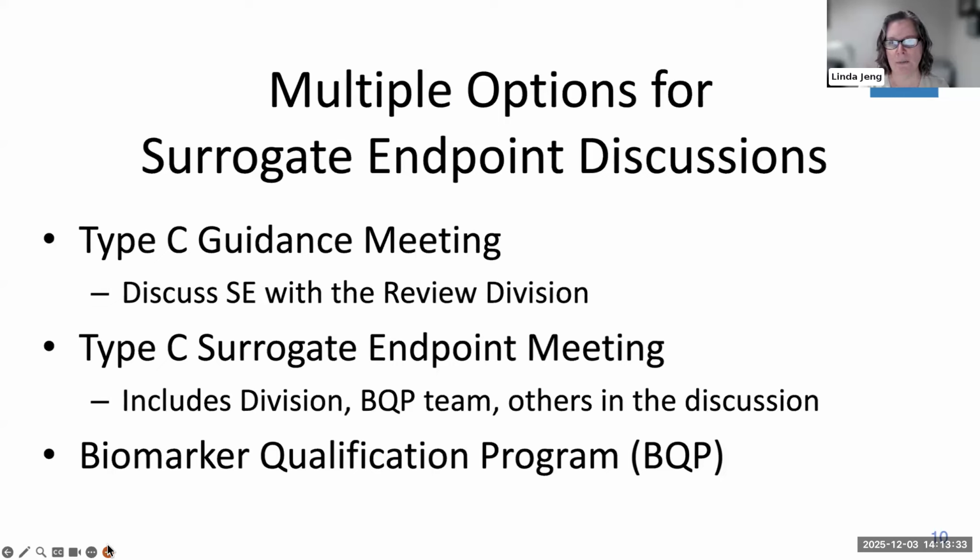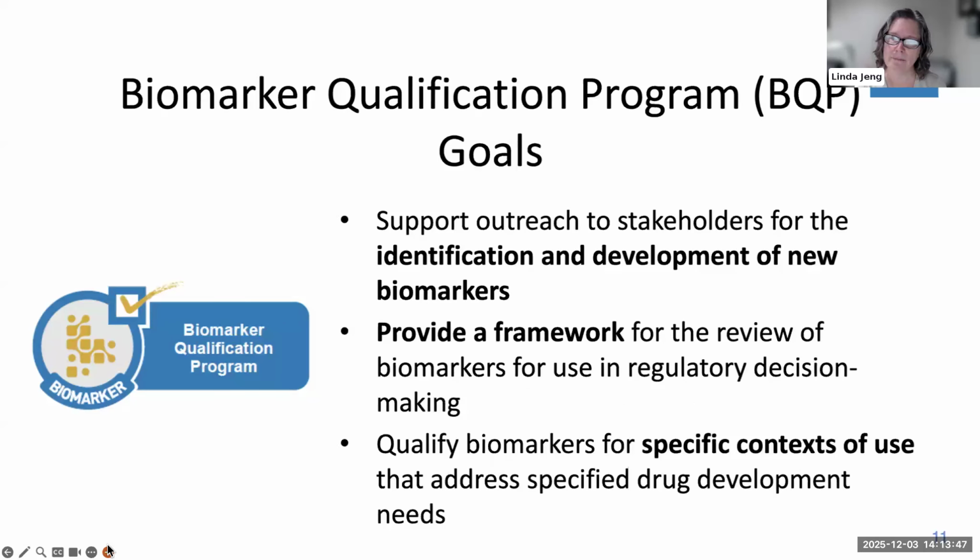For a type C surrogate endpoint meeting, we really want to have clinical information, clinical data to support the use of the surrogate endpoint. And the third is the biomarker qualification program itself. If we go to the next slide, I'll talk more about that.